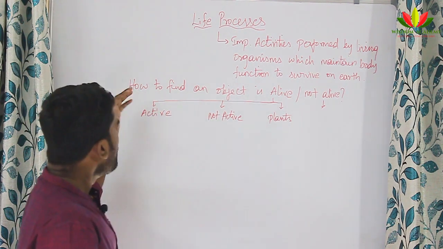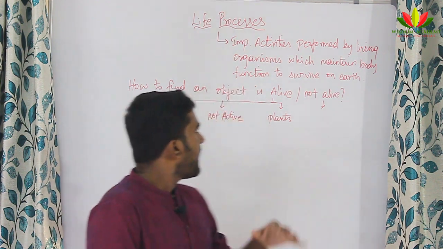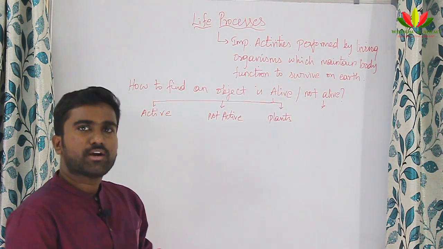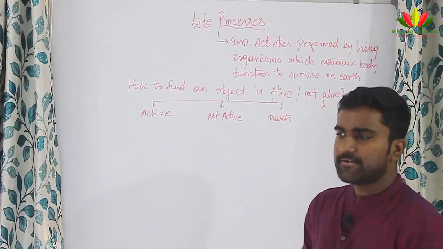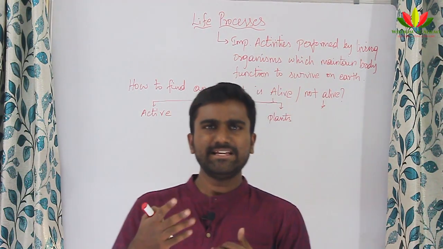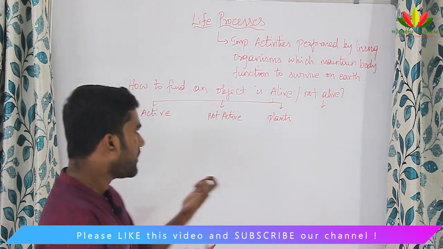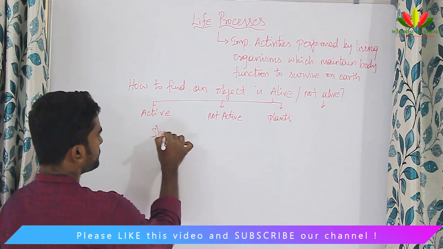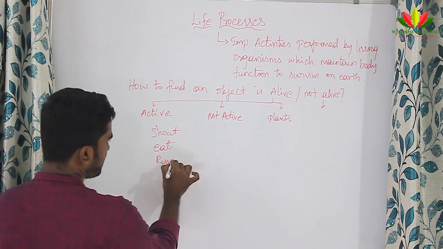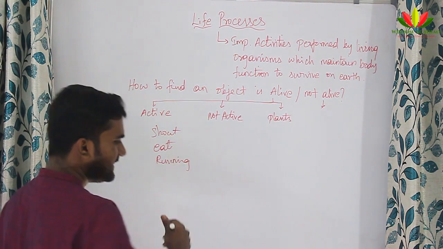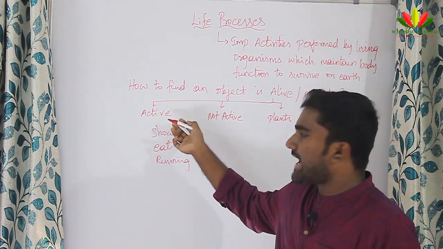Now, how do we find out whether an object is alive or not? If a person or an object is alive, there will be three cases. If any object is alive, we can find out by seeing. How can we tell by seeing? The object will shout, the object will eat, the object will run from one place to another. These are all physical activities. By seeing itself we can find whether an object is alive or not.